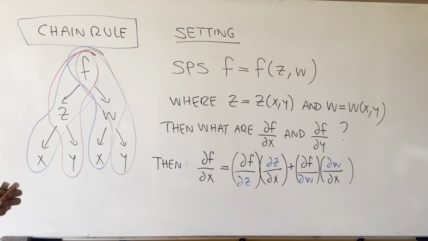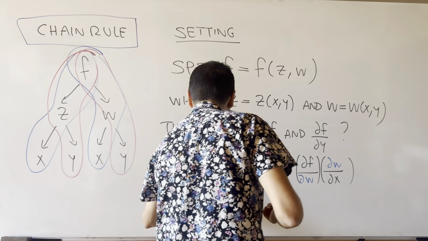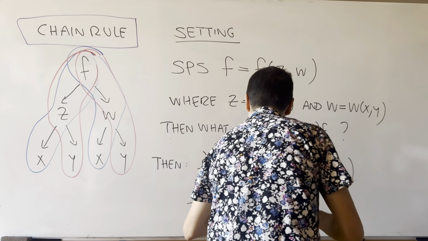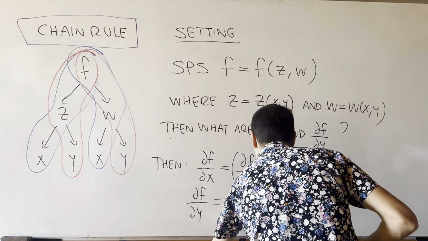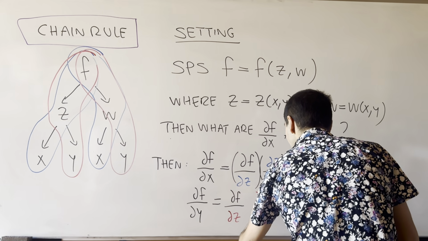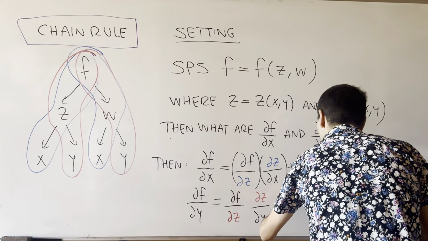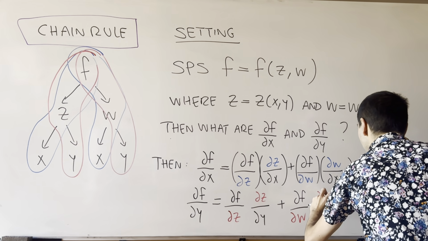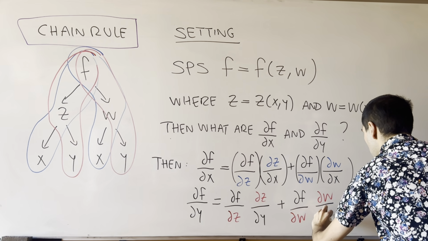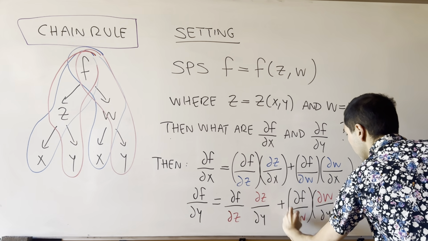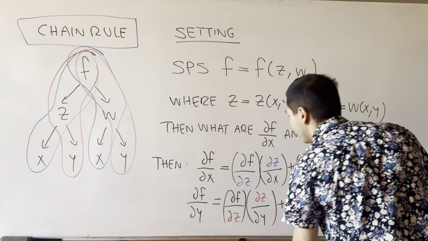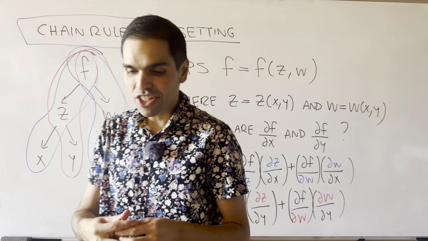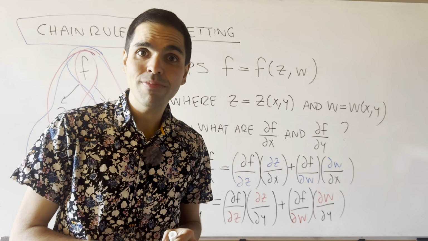It looks a bit like a monster, but df over dy now becomes df over dz times dz over dy in this case, and then plus df over dw times dw over dy. And as promised, we'll use that many times in PDEs, especially in our next video, which is the coordinate method.